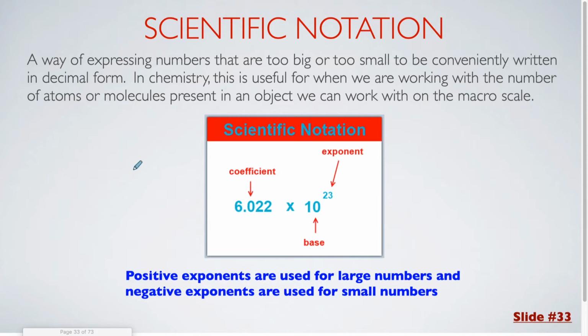Here we have an example of scientific notation. You can see the number out in front of the times sign, which is called the coefficient. We have our base, which is always 10 for us, and we have an exponent. Positive exponents are used for very large numbers, and negative exponents are used for small numbers.